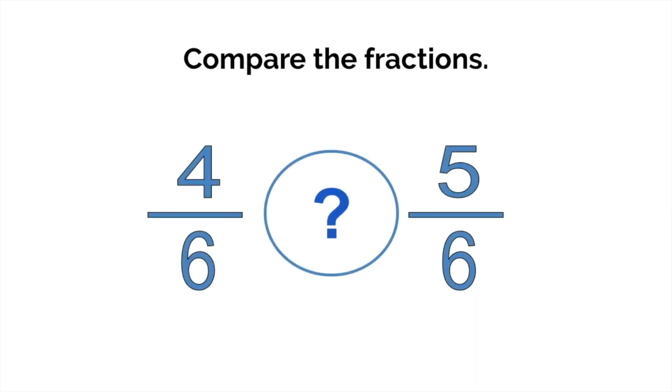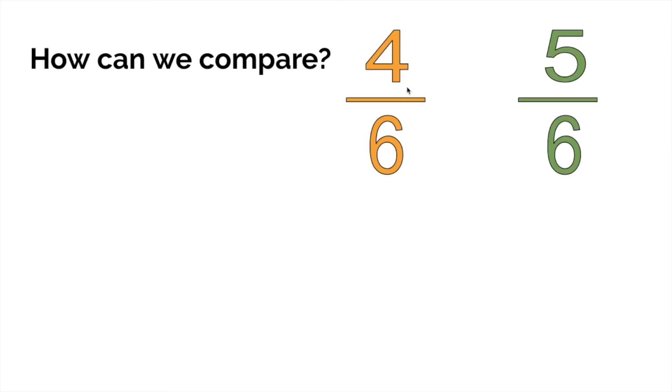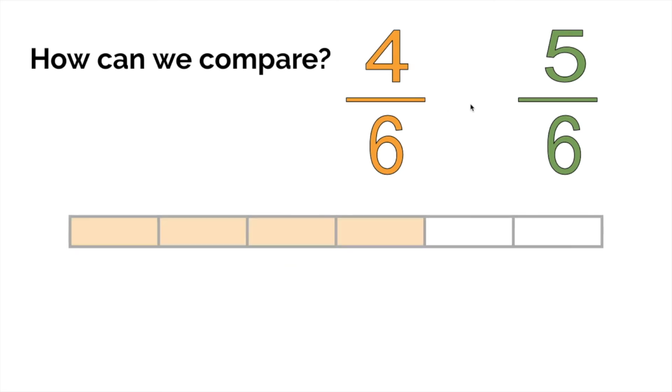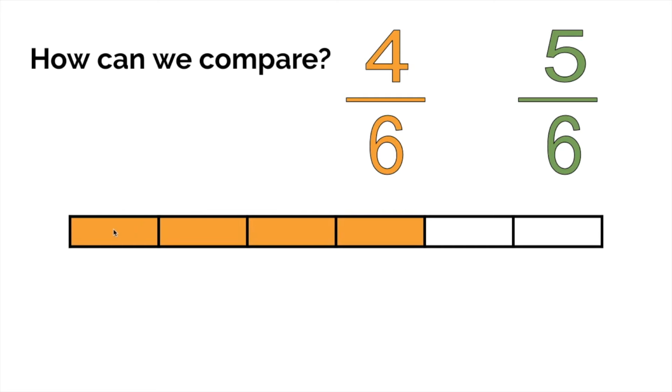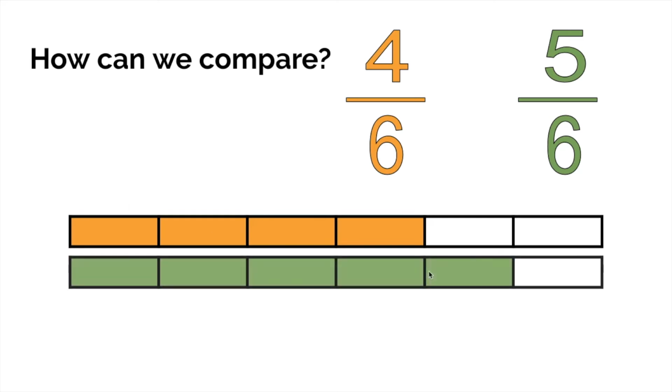4/6 compared to 5/6. We got common denominators. We could use the number line, but another way we could do it is by drawing a rectangle and shading in parts to represent 4/6. So we got 1, 2, 3, 4 out of the 1, 2, 3, 4, 5, 6. Now, the thing about this is that we got to make sure that the rectangle for 5/6 got to be the same length. So starting here and ending here, and boom, I got that.